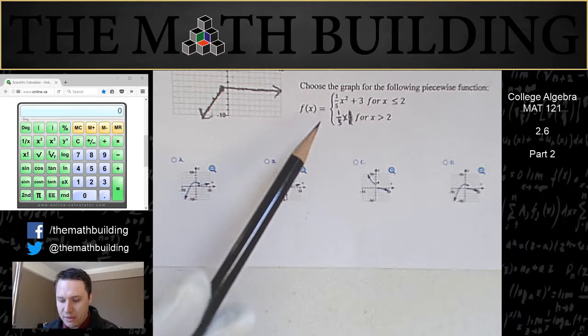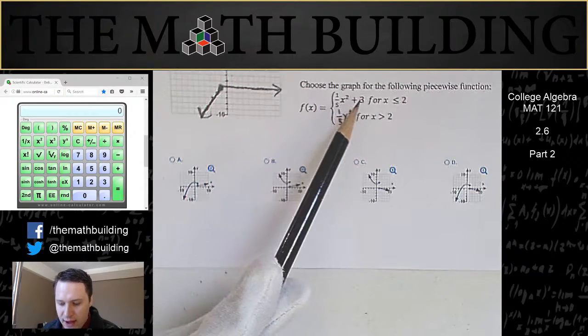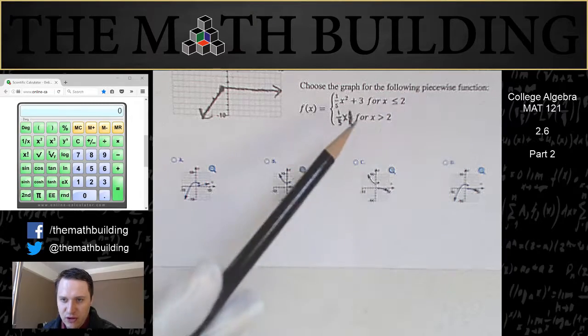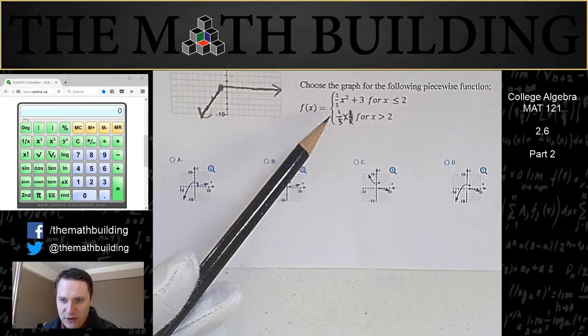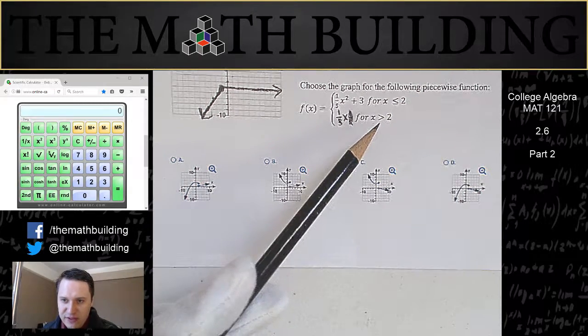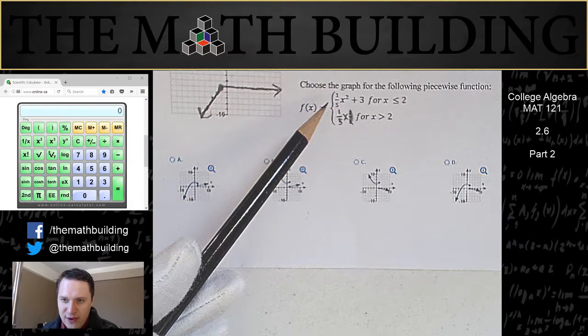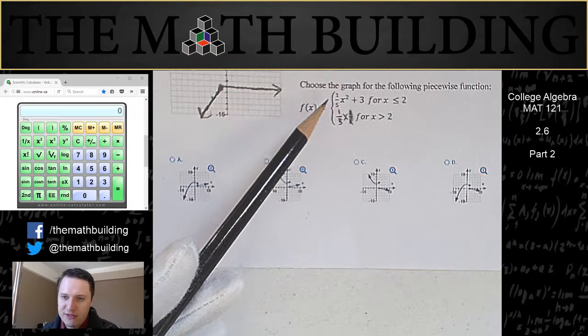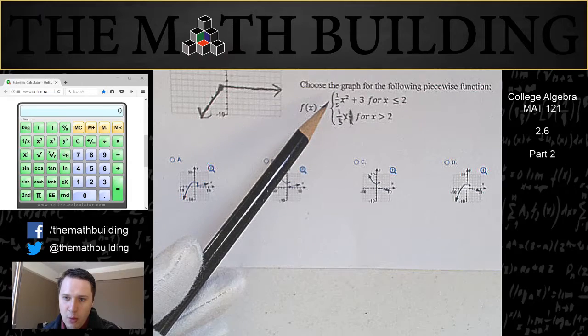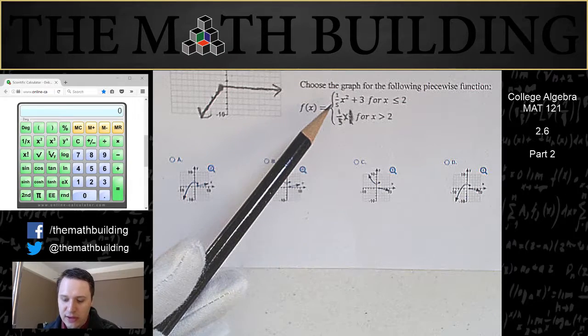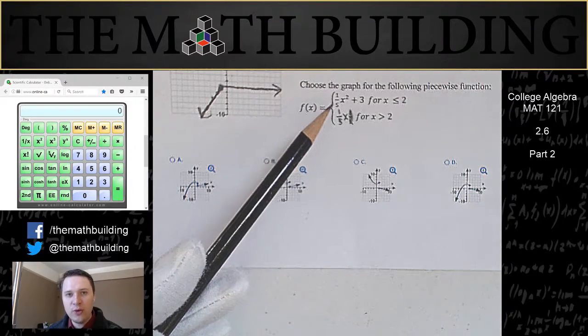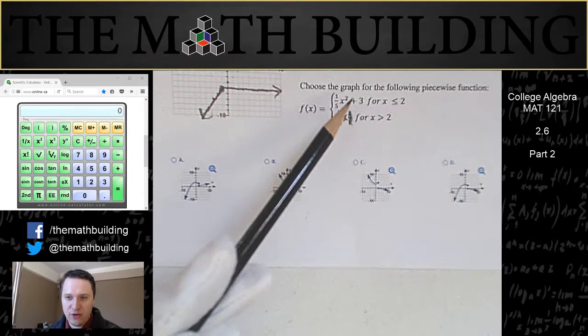The next question says, choose the graph for the following piecewise function. So you can see we've got this graph here. The cutoff is at 2, and so if we're less than or equal to 2, the graph is going to be of the form 1/5 x squared plus 3. So if we're smaller than or equal to 2, we're going to be this quadratic graph.